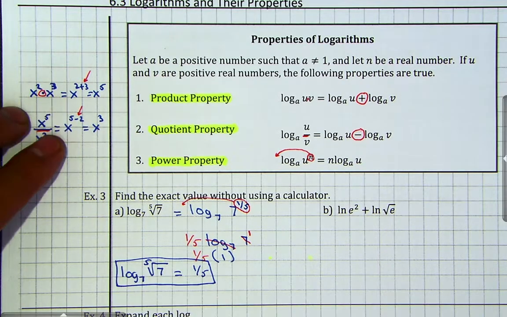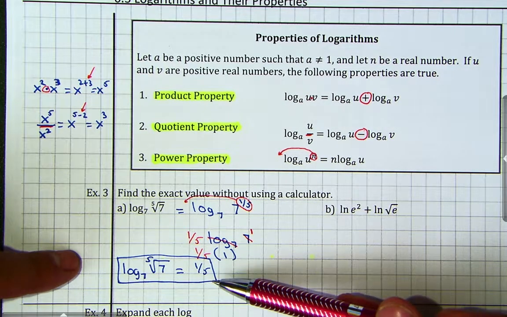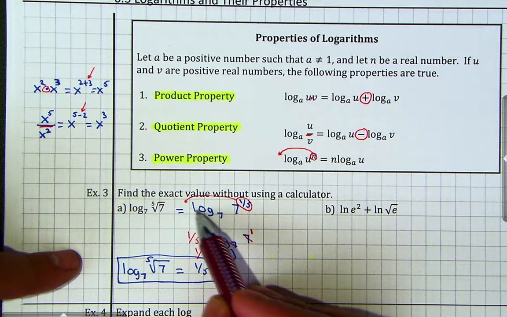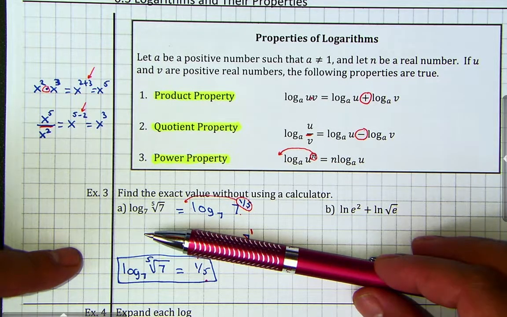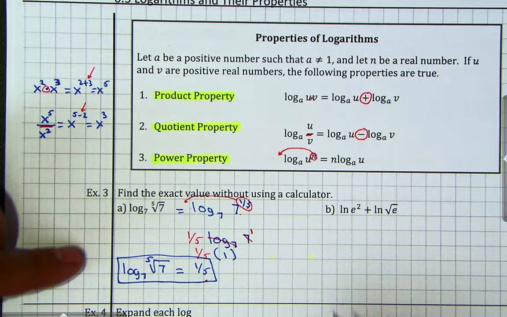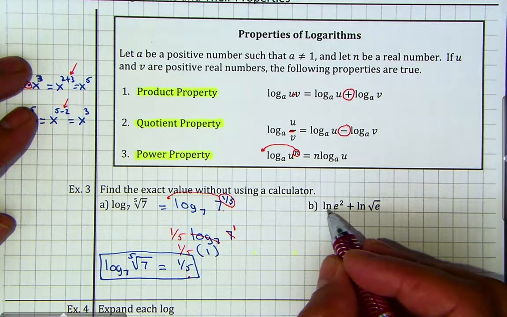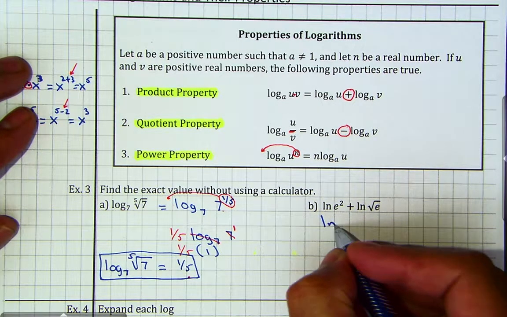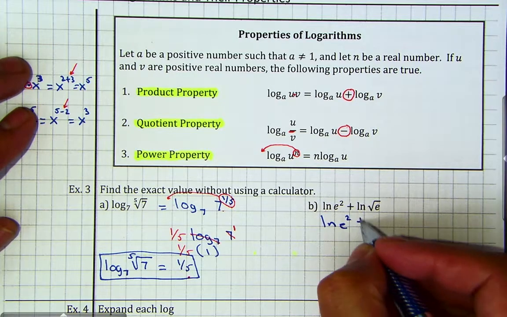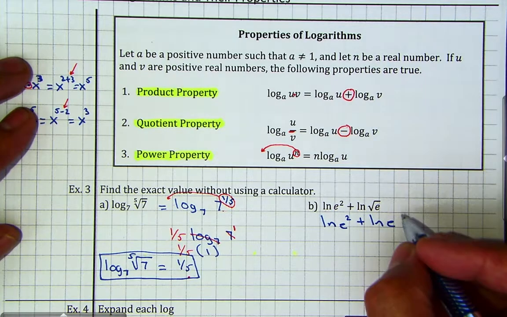Now, most of the time, I just go from here all the way down to here. I just say, they cancel each other out, and the 1/5 is here. So that's usually how I skip those two steps. Letter B. So first, we are going to change this to ln e squared plus ln of e to the, correct, 1/2.